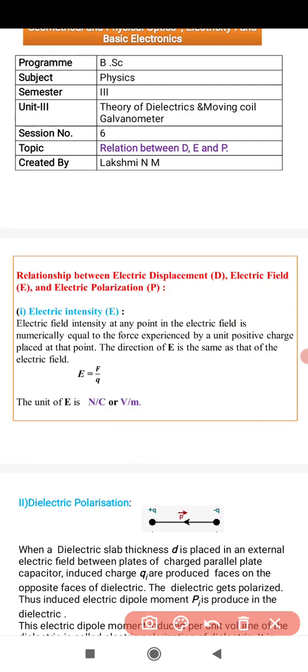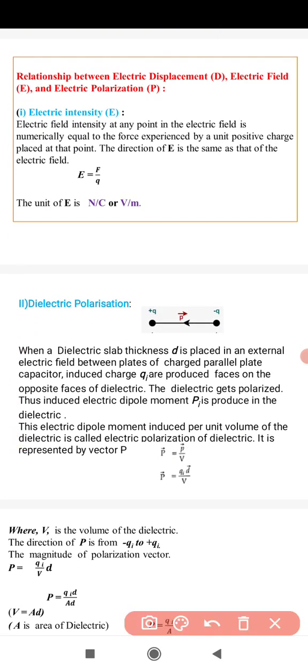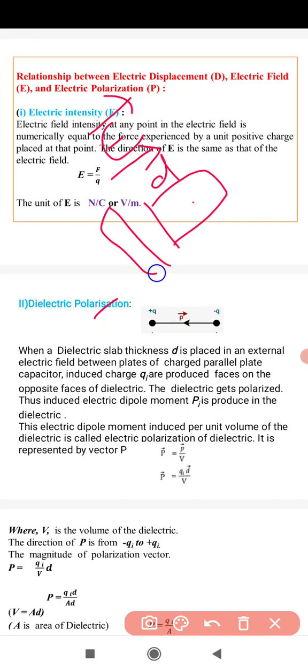Next we see dielectric polarization. When a dielectric slab having a small thickness d is placed in an external electric field, between the two parallel plates of a charged capacitor, an induced charge Qi will be developed, produced on the opposite faces of the dielectric.